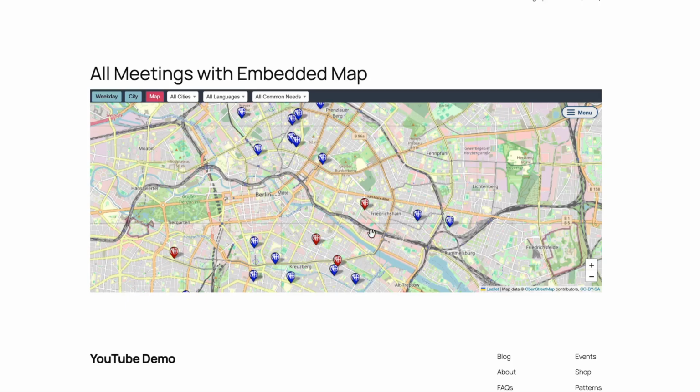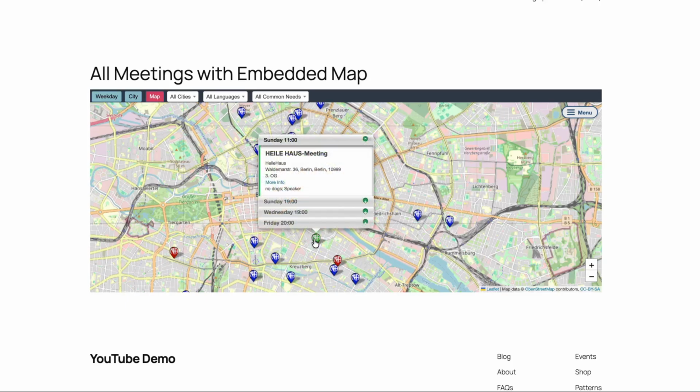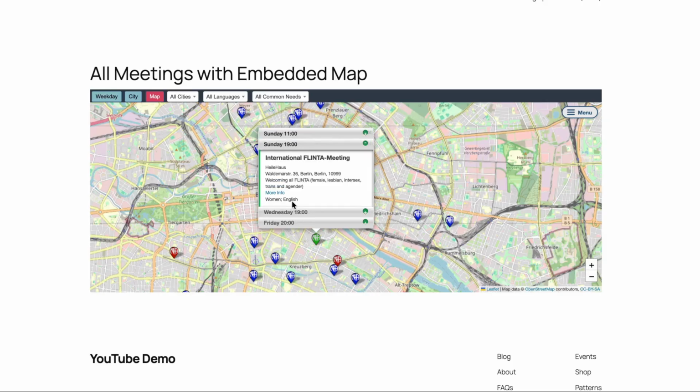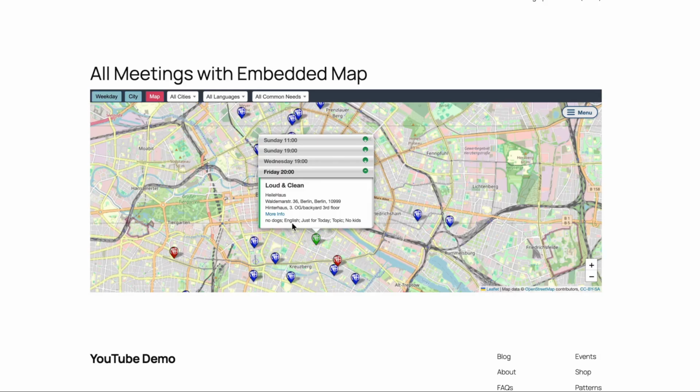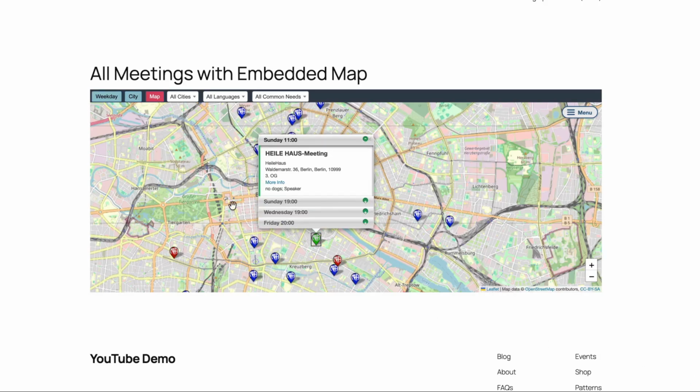The red markers mean that there are multiple meetings. I can click on the markers to get more detailed information about the meetings there. Crouton calls this ability to click a button and switch between the table and map, having an embedded map.